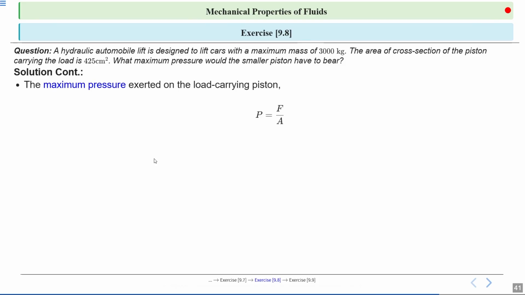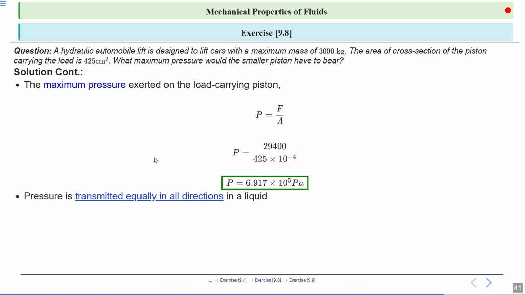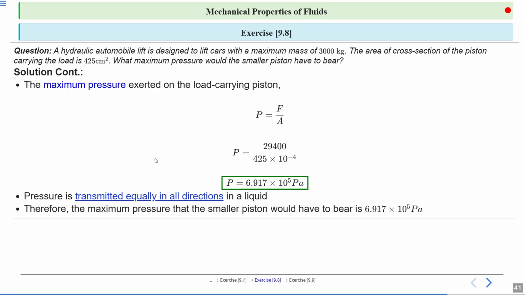The maximum pressure exerted on the load carrying piston, P = F by A. So P = 29400 divided by 425 × 10^-4. Solving this, you will get 6.917 × 10^5 Pascal. Pressure is transmitted equally in all directions in liquid. Therefore, the maximum pressure that the smaller piston would have to bear is 6.917 × 10^5 Pascal.